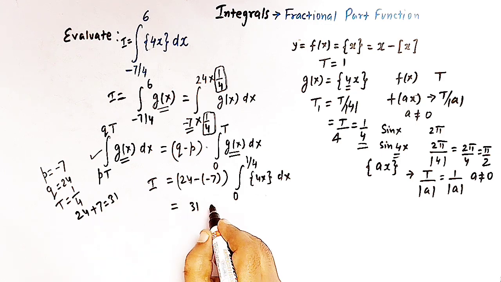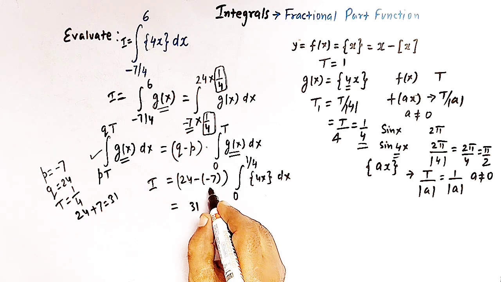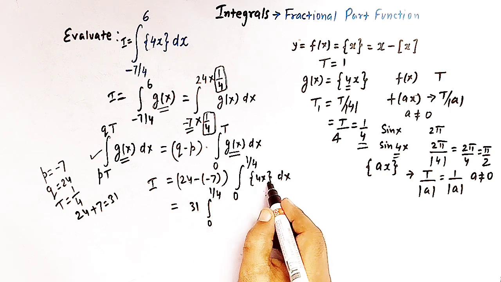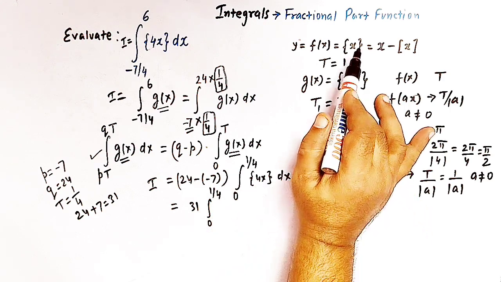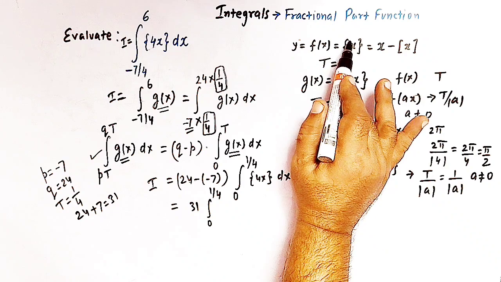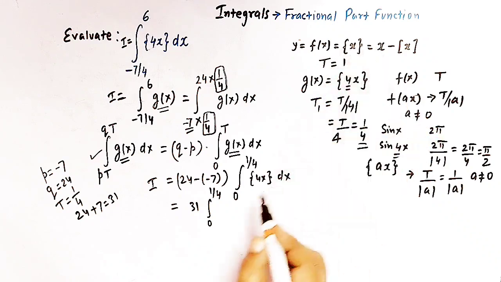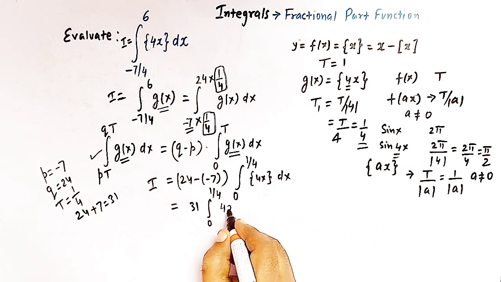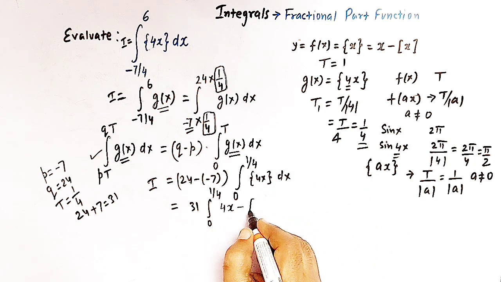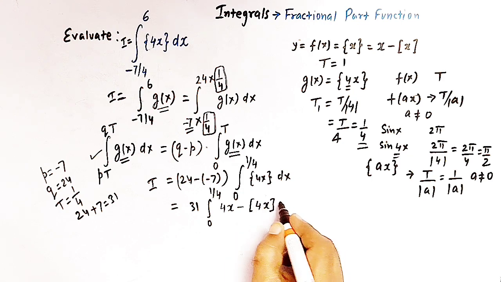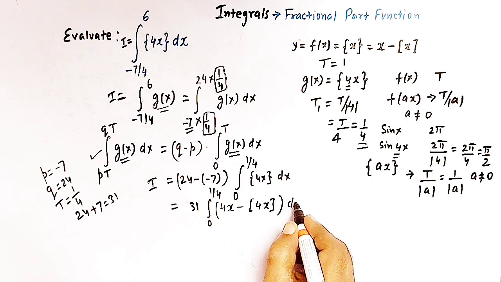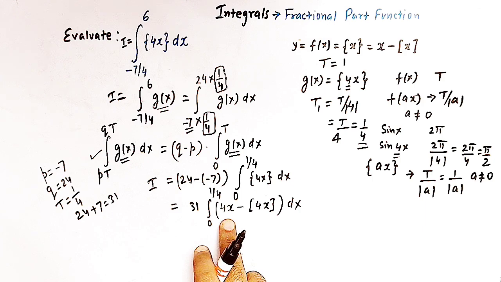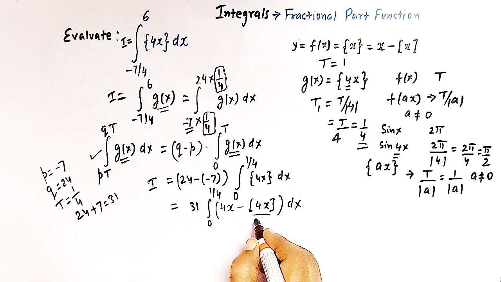So here we have 31 times the integral from 0 to 1 by 4 of the fractional part of 4x, which can be expressed using the definition of fractional part. So here for x we can write 4x. So fractional part of 4x is equal to 4x minus greatest integer of 4x, right? So now we have to evaluate this integral, and let us first concentrate on this term.